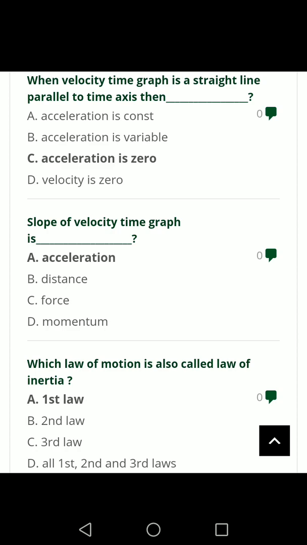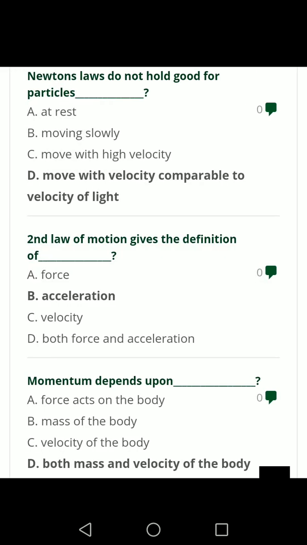Which law of motion is called the law of inertia? It is the first law of motion. Newton's laws do not hold good for particles moving with velocity comparable to the velocity of light. यहाँ से आइंस्टाइन की थ्योरी ऑफ रिलेटिविटी स्टार्ट हो जाती है. न्यूटोनियन फिजिक्स यहाँ पे फेल हो जाती है और आइंस्टाइन स्पेशल थ्योरी ऑफ रिलेटिविटी एंड आइंस्टाइन इक्वेशन E equals mc squared.